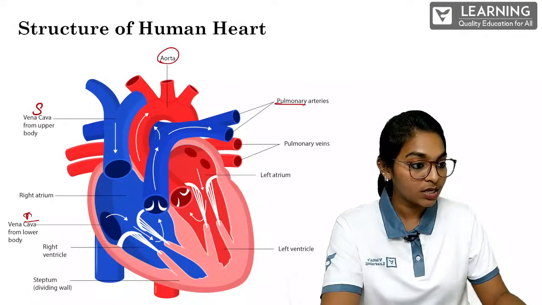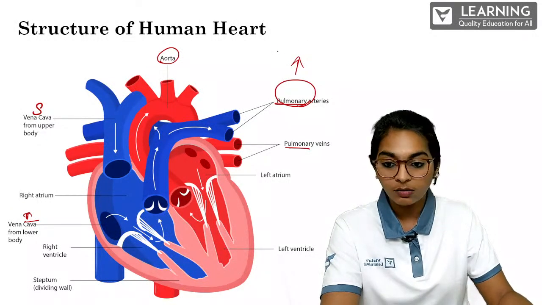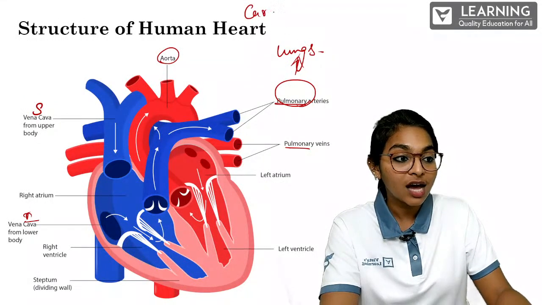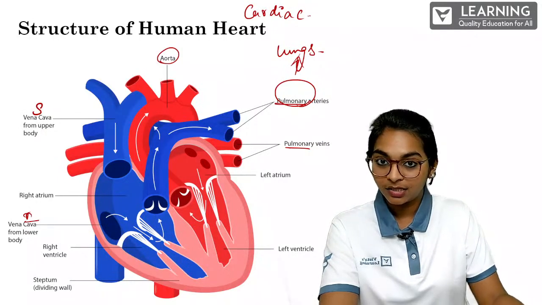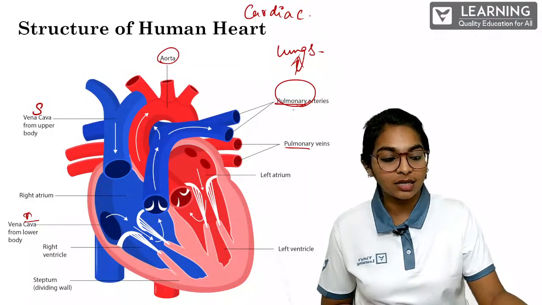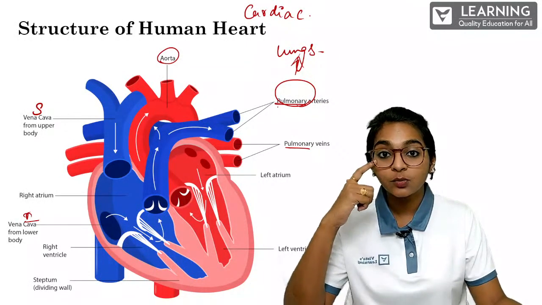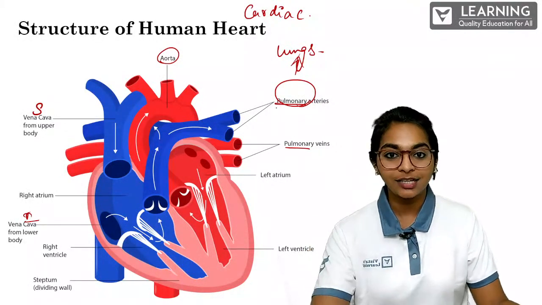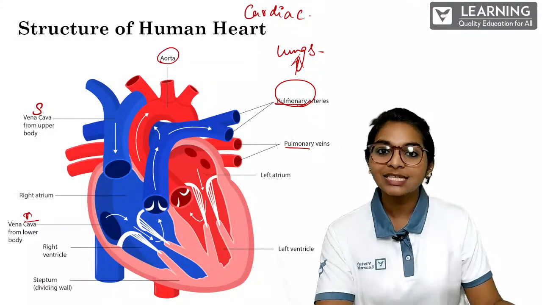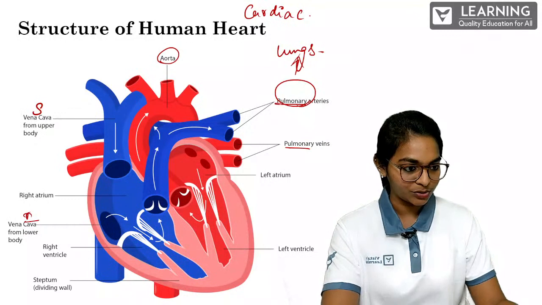Here you see pulmonary. Why pulmonary artery, pulmonary vein? Pulmonary is a word always related to the lungs. When we are talking about the heart, we say cardiac. When we are talking about the stomach, we say gastric. For the lungs, it is all about pulmonary. For the eyes, we say optical. For the kidneys, we say renal. These are certain scientific terms you will learn. You will get it, no issues.